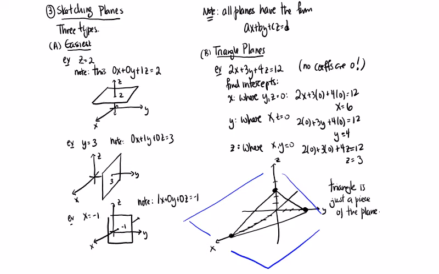So typically, when we have this situation where none of the coefficients up here are 0, the solution is to find the intercepts and draw a triangle. And that's usually enough to wrap your head around what's going on.